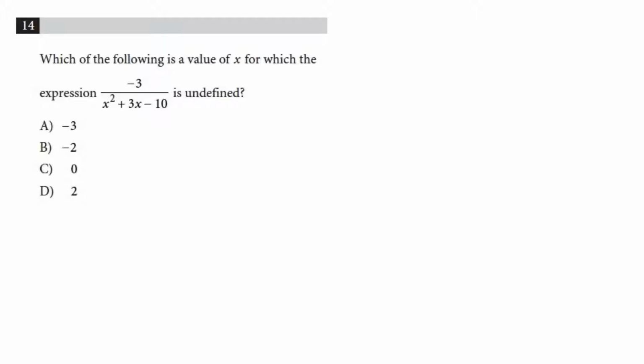14. Which of the following is a value of x for which the expression negative 3 over x squared plus 3x minus 10 is undefined? Well, undefined, that's the key. Undefined means that the denominator equals 0. So what value of x makes the denominator equal 0?